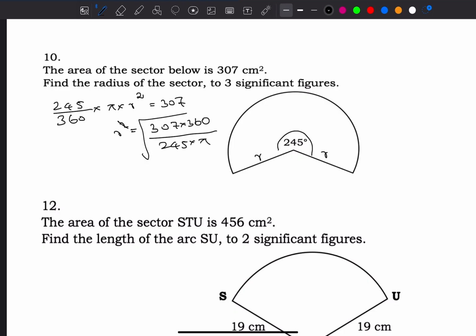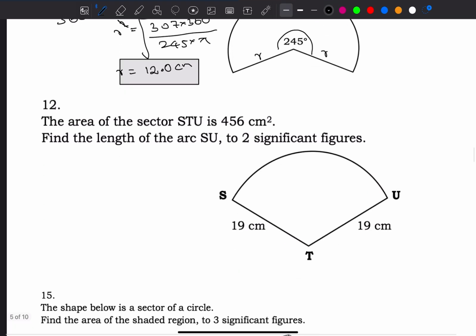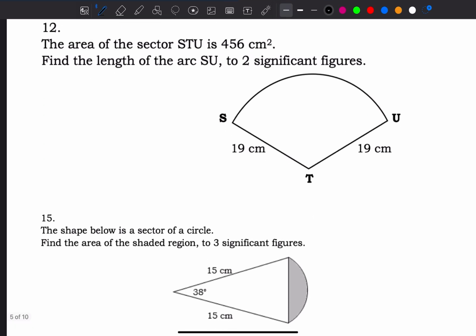Take the square root on here, and the radius is 11.98. But if you want it to 3 significant figures, you look at the 8 and round it up, so it's 12.0. Okay, 3 significant figures. Next one, area of that is that, work out the length of the arc.